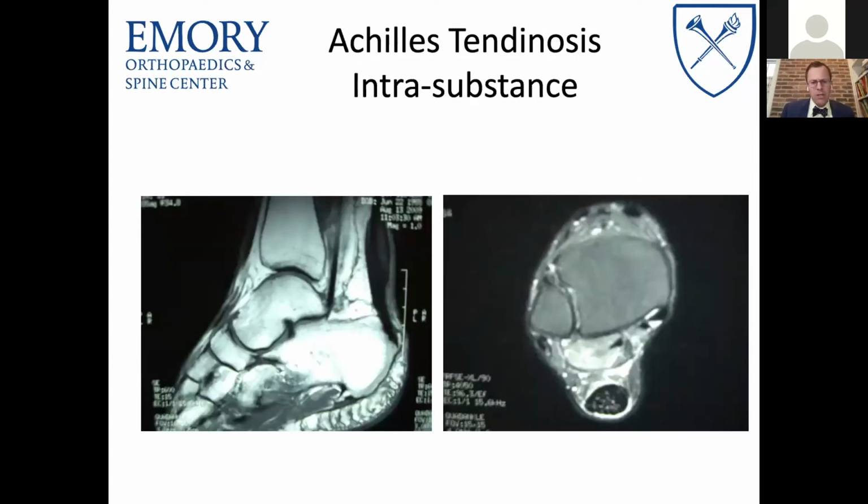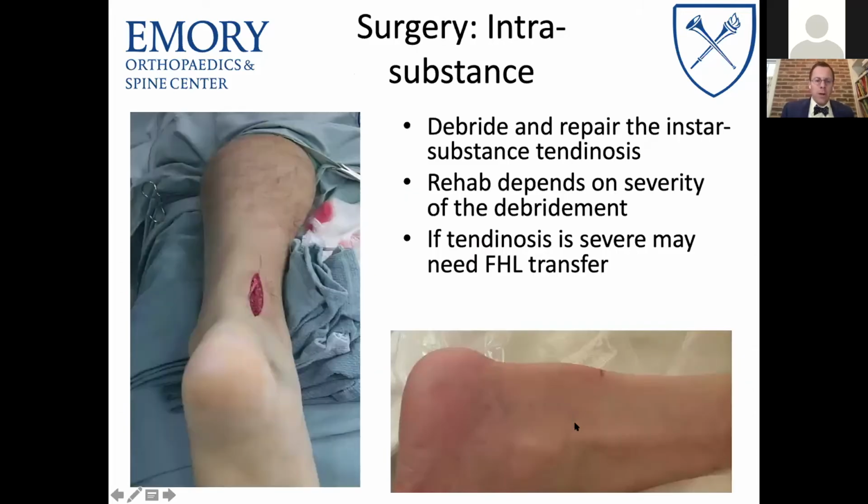And so this is just an example of some intrasubstance Achilles tendonitis. You see the thickening, the nodularity. You see this inflammation within the tendon, almost read as partial tearing sometimes, but it's just the disorganization of those collagen fibers. And so how do we treat this surgically? We open from a posterior medial approach. We identify the tendon. We take out the bad segment of the tendon and tubularize that tendon.